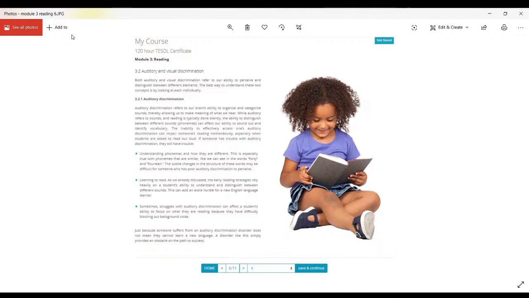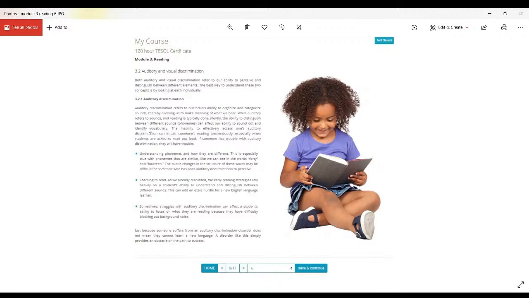So 3.2, auditory and visual discrimination. Both auditory and visual discrimination refer to our ability to perceive and distinguish between different elements. The best way to understand these two concepts is by looking at each individually. So 3.2.1, auditory discrimination. It refers to our brain's ability to organize and categorize sounds, thereby allowing us to make meaning of what we hear.